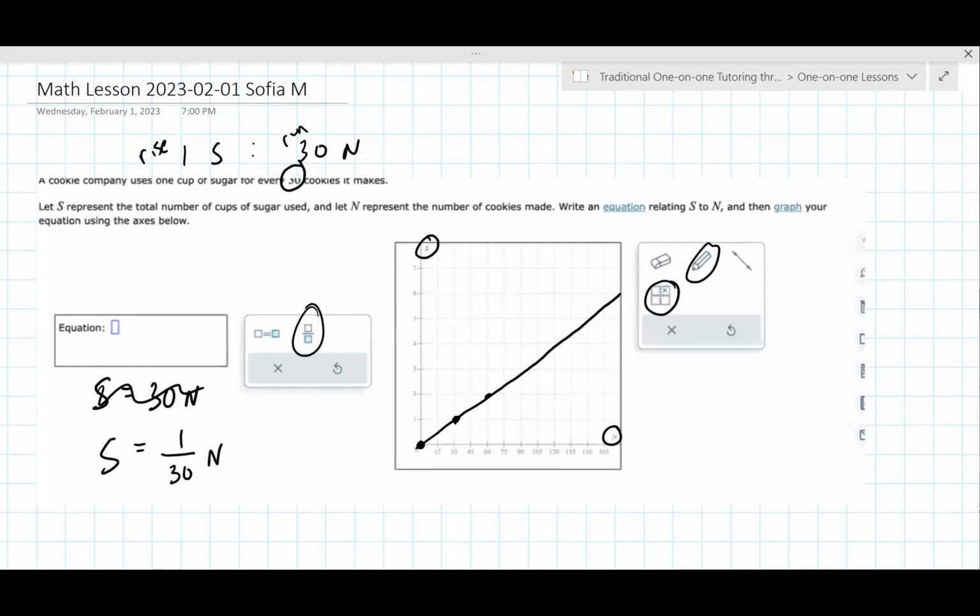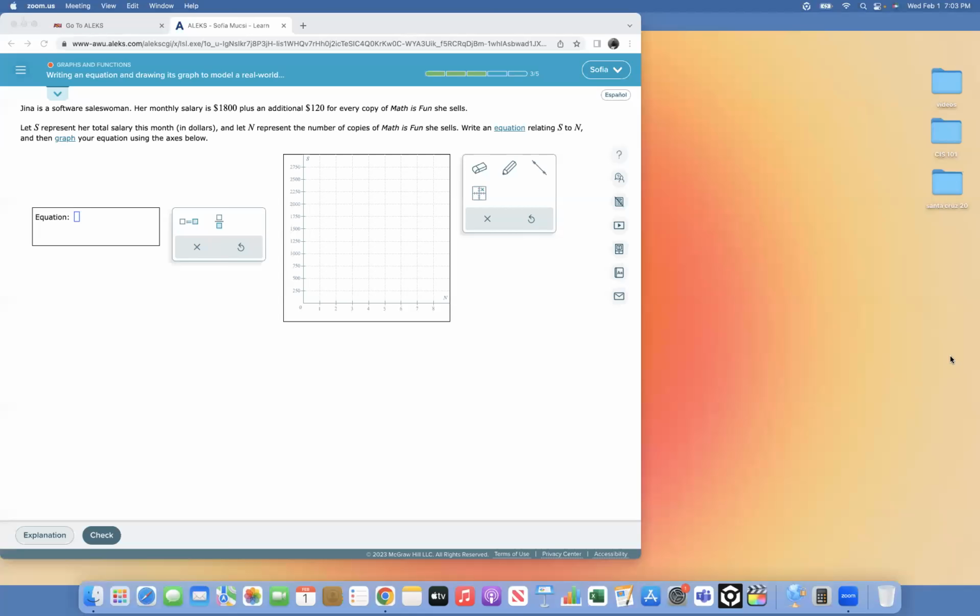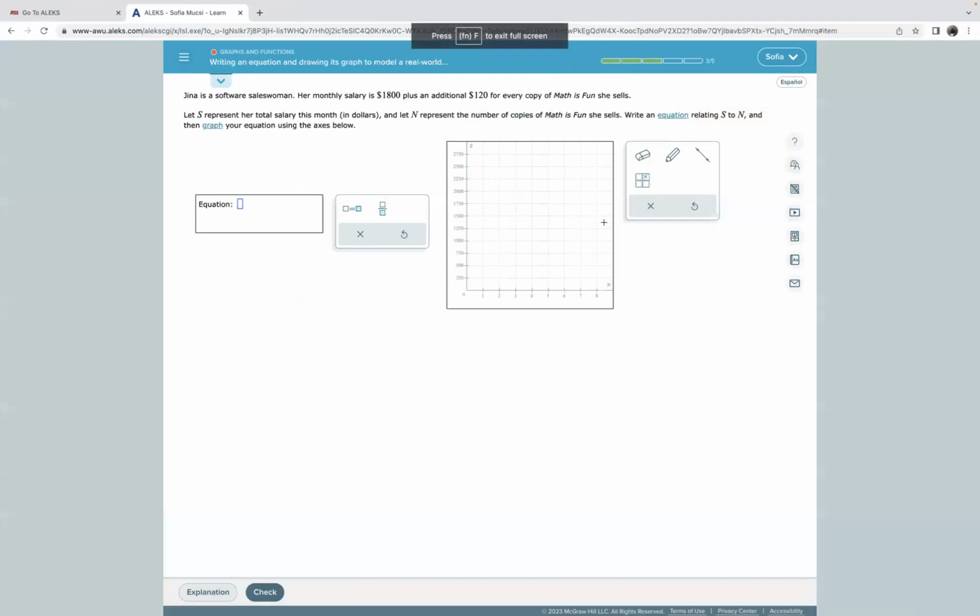Okay, yeah, that was correct. Okay, I'll share again. Next one. Okay, this is the next one. So her salary is 1,800. Right, so this one does have a y-intercept. I can snip this one in, unless you want to try it on your own first. I think I could try it on my own, actually.